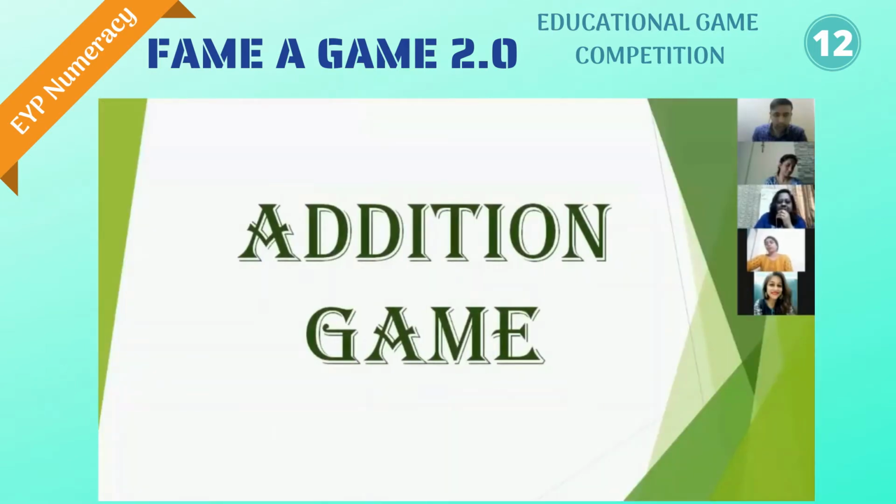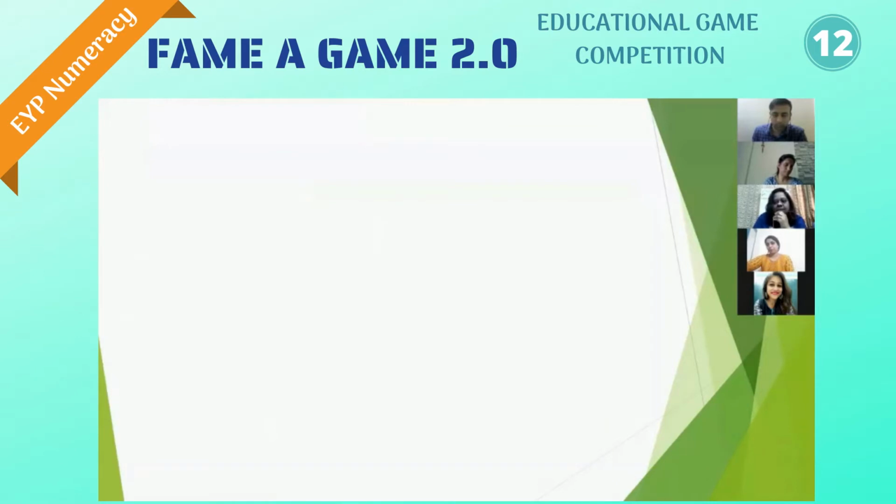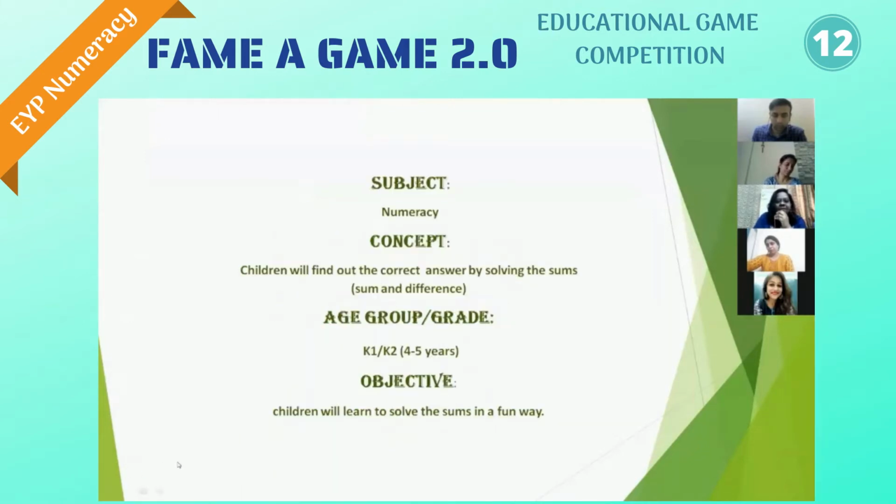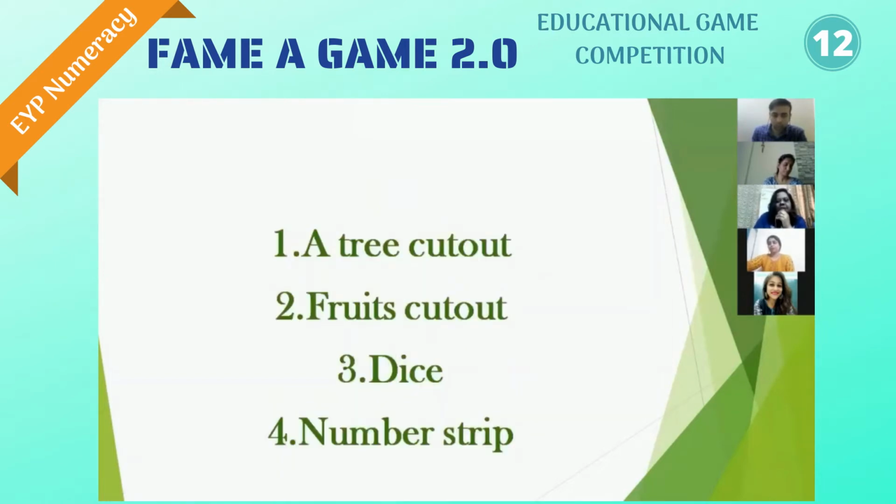So the name of our game is Addition Game. We are going to play this game when we introduce addition in K1 or K2. At that time we will present this game to our children. The main objective is that children will learn to solve sums in a fun way, mainly for K1 and K2 classes, for 4 or 5 year olds. For this game, we need a tree cutout, fruit cutouts, a dice and a number strip.